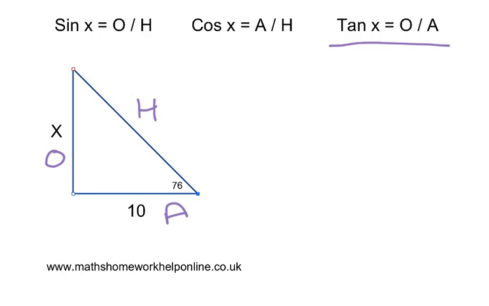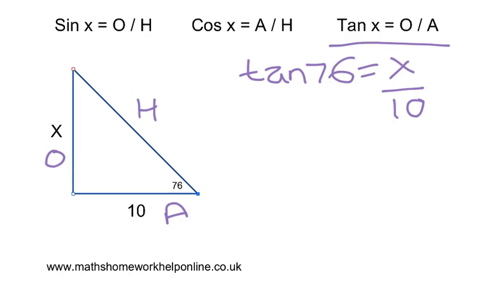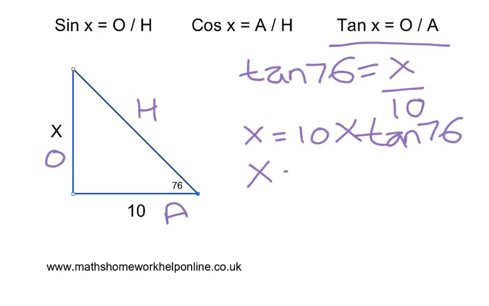So let's substitute in everything we know. So we've got tan 76 is equal to O, which we know is x, over A, which we know is 10. And rearranging this, we get that x is equal to 10 times by tan 76. And when we put that into the calculator, we get that x is equal to 40.1 to 1 decimal place.